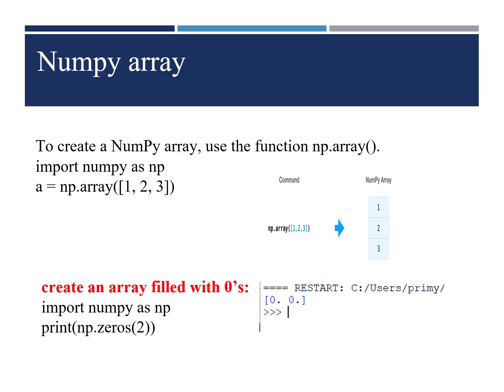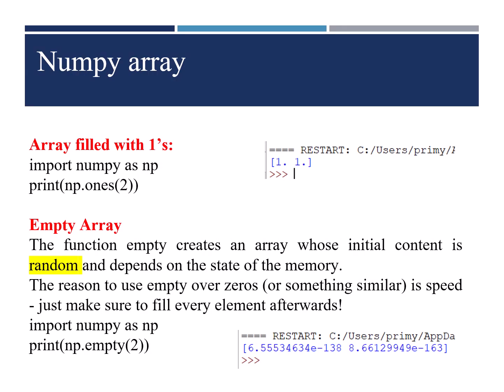Now the next example is creating an array with zeros. So import numpy as np, print np dot zeros of 2. So here we'll be getting 0 dot comma 0 dot. And we can create an array filled with ones, so np dot ones of 2. So instead of zeros we'll be having ones.